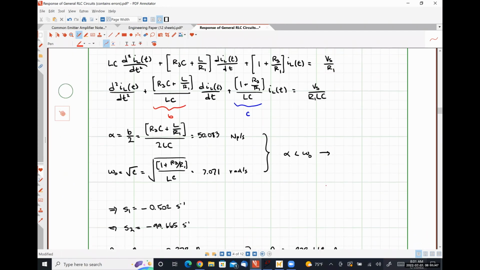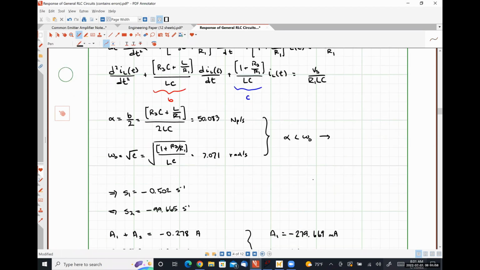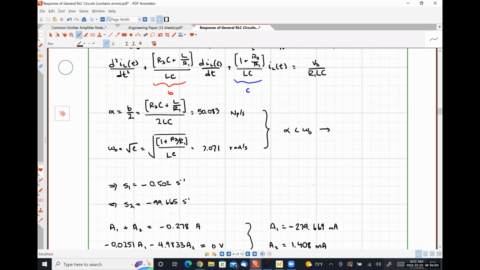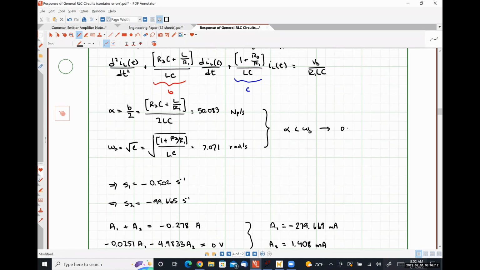and we wind up having plus signs in our alpha equation and our beta equation where we used to have minus signs. From that, we find that alpha is 50.083 nepers per second, and omega naught is 7.071 radians per second. Since alpha is greater than omega naught, this was an overdamped system.